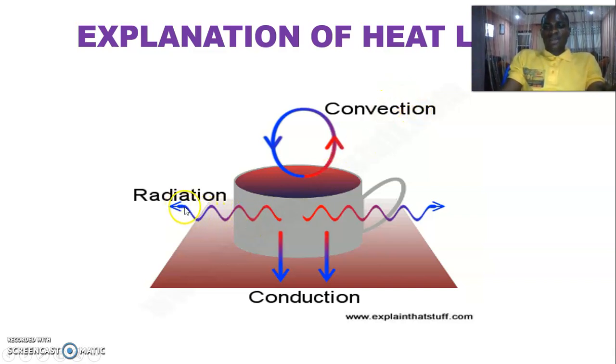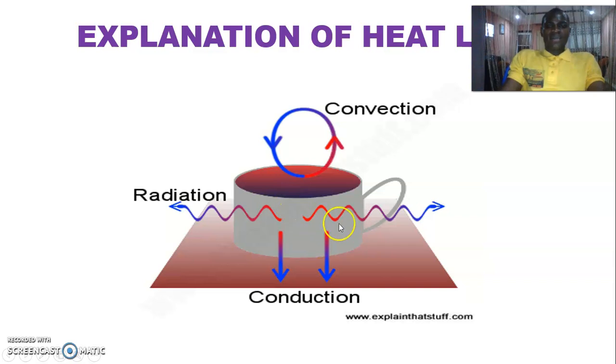Now on this side, you can see that there is a kind of electromagnetic wave which constitutes heat loss through a process known as radiation. That is to say, when an object is heated up, it begins to emit light in the form of infrared rays, which are electromagnetic waves that do not require a material medium for their propagation. So such heat loss is known as radiation.